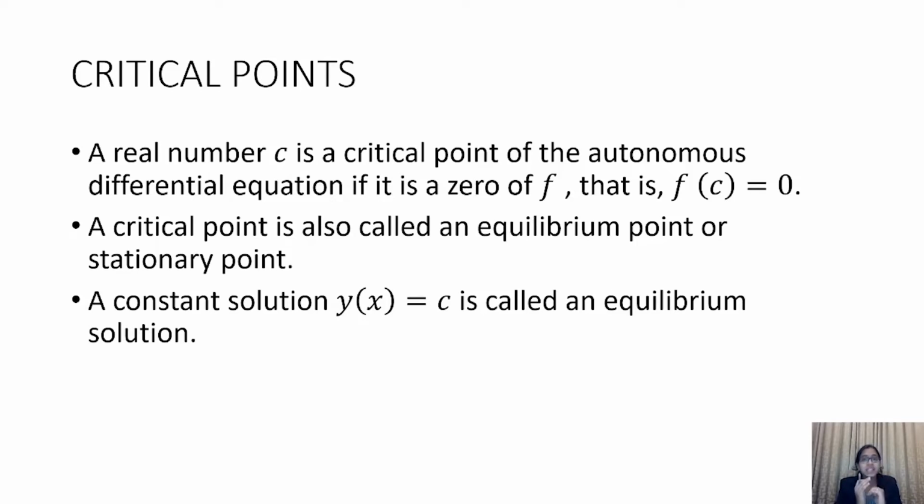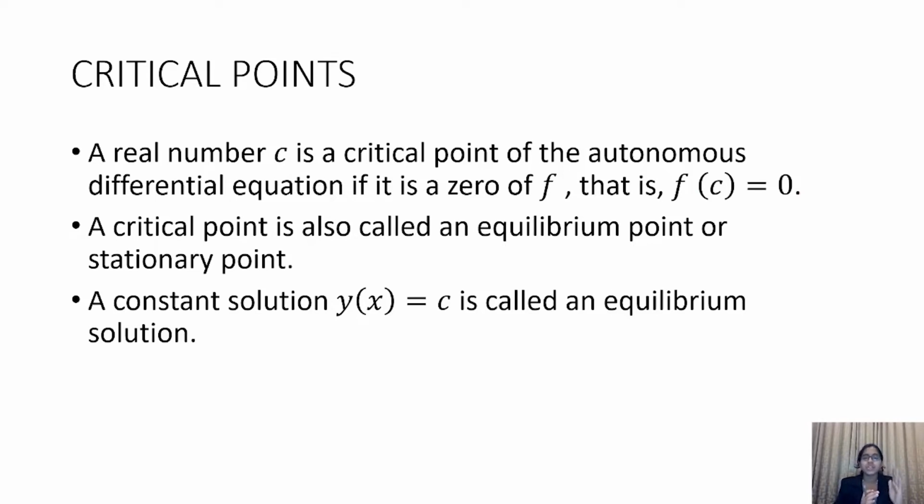Now if we consider the solution y of x equal to c, such a constant solution, if it exists, is called an equilibrium solution. Note that c is not just any constant, it is the critical point corresponding to the given function. If we consider y to be this constant, then dy by dx will be 0, and on the right hand side f of c is 0, so that will definitely be a solution. I hope you are getting the picture.